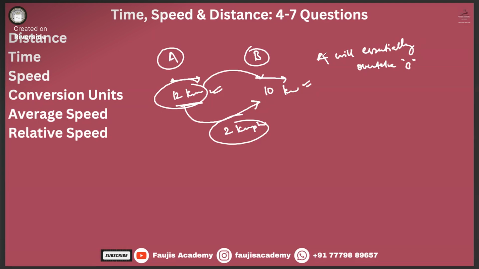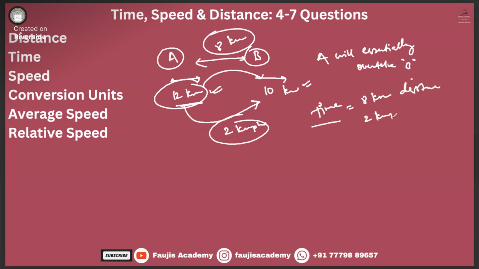Let us say the distance between them is 8 kilometers. So how much time will it take for A to chase down B? A is bridging the gap at the speed of 2 kmph, and 8 km is the distance that needs to be covered at 2 kmph, right? So in 4 hours, A will essentially cover up this distance of 8 kilometers.